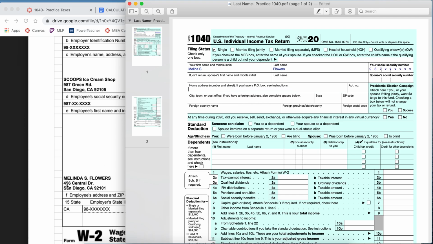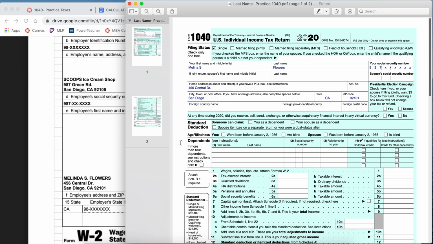And right below her name, we see her address. So that is 456 Central Drive. Below that, it asks for the city, state, and zip. She lives in San Diego, California, 92101. And then we can jump down to the standard deduction.